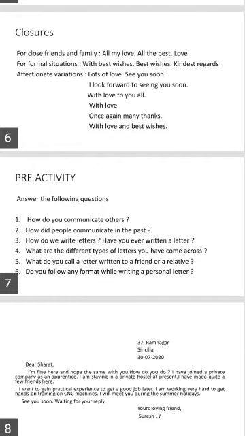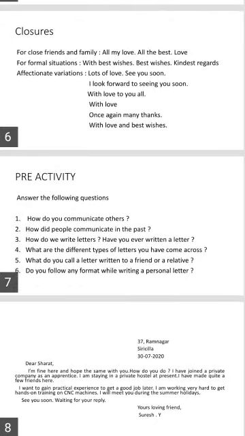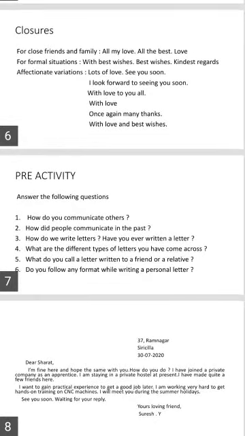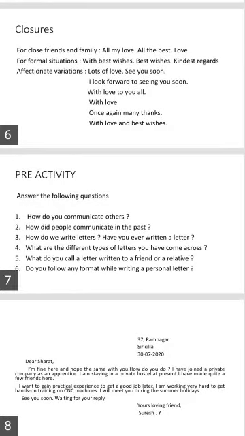And the important tips: always follow the format. Remember to write the address first and the date next. If you are writing the address, write the address first, then the date next. If you are not writing the address, write the place first, next the date.